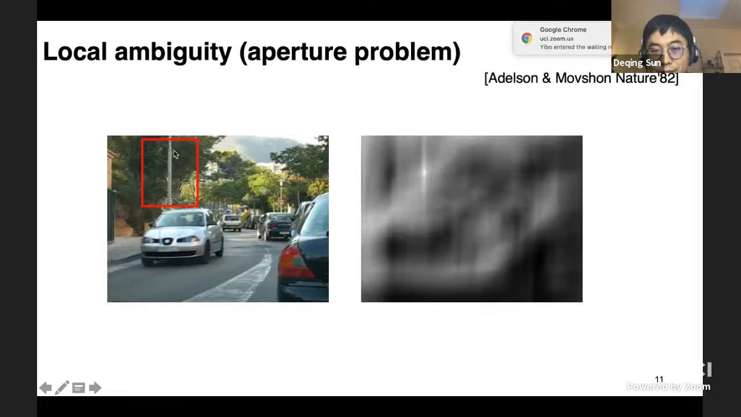So is there any question with this patch matching algorithm?